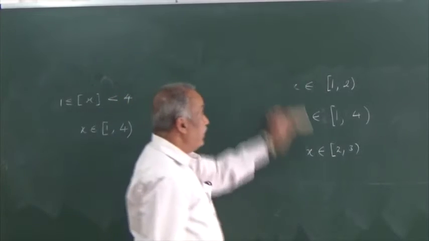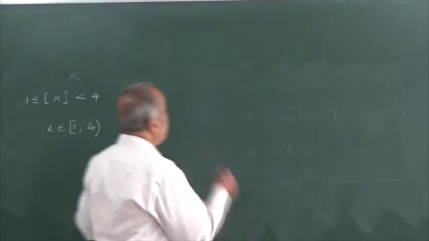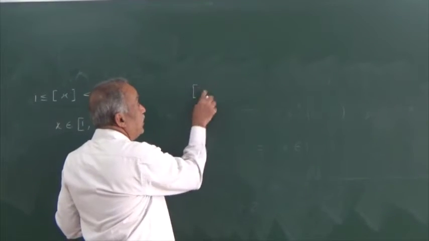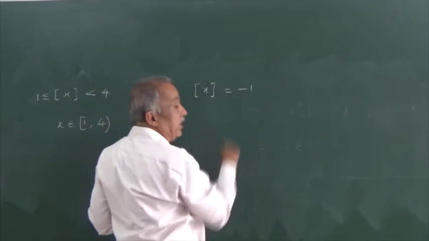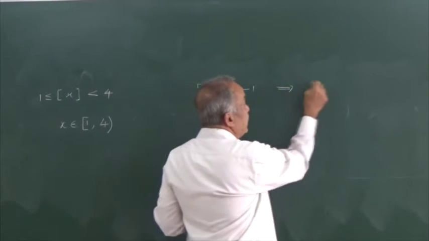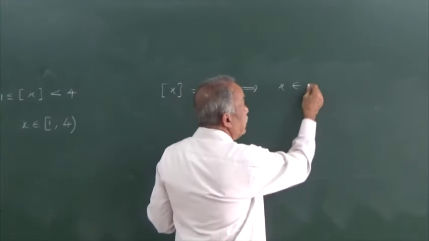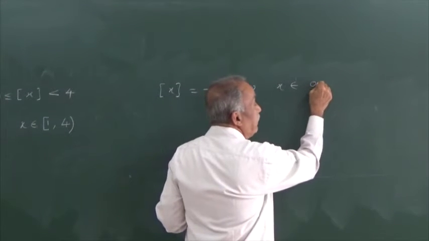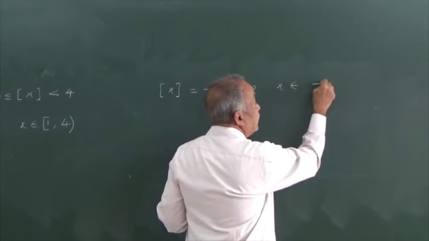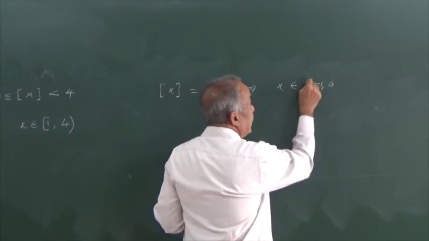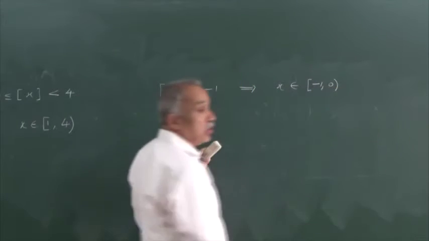What happens if integer part of x is a negative number? Integer part x equal to minus 1. This means x can be any number between minus 1 and 0, minus 1 included, 0 excluded.